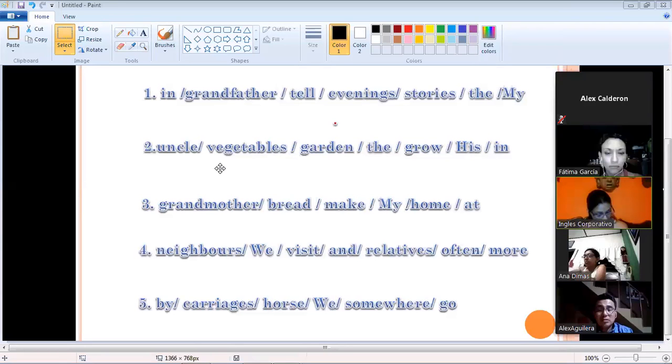Make bread at home. Didn't used to make bread at home. My grandmother didn't used to make bread at home. Okay, in question: Did my grandmother used to make bread at home? Okay. Used to make bread at home. Yes. Number four.